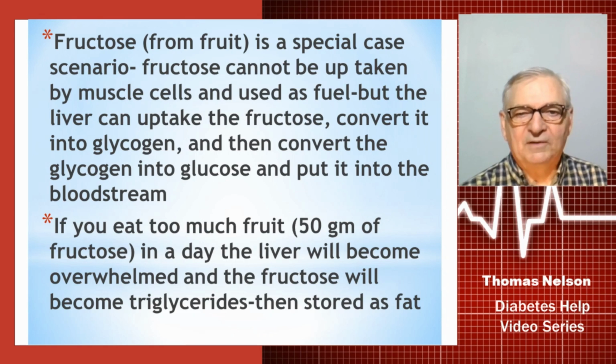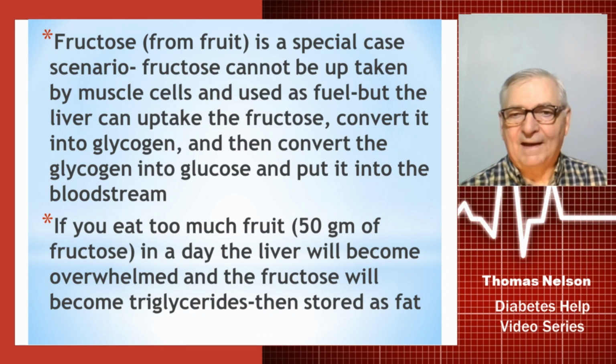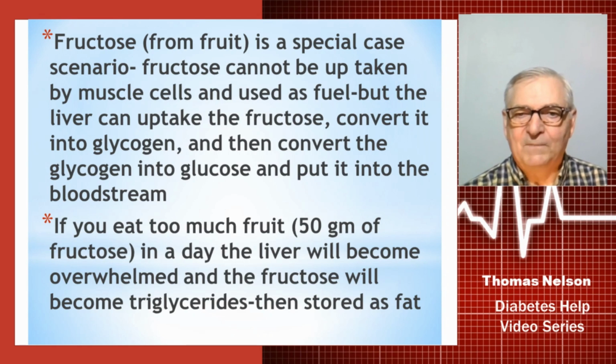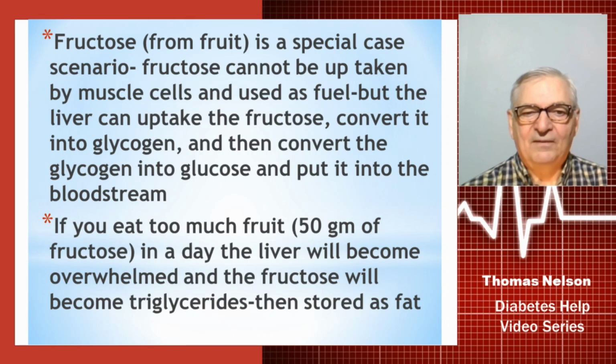So your liver is going to pull as much of that fructose out of the bloodstream as it possibly can, and it's going to convert it into glycogen because the liver can convert fructose into glycogen. And then that glycogen can, by the liver's cells, be converted back into glucose instead of fructose, and then released into the bloodstream. So if you eat too much fruit, usually 50 grams of fructose a day or more, then your liver will become overwhelmed, and that excess fructose is going to become triglycerides because of that excess glucose, and then it is going to be stored as fat.